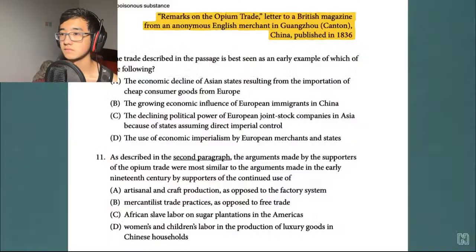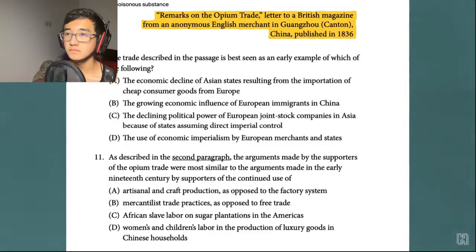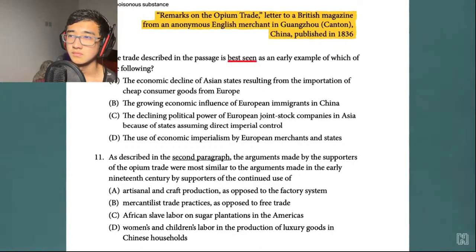Let's look at the first question. The trade described in this passage is best seen as an early example of which of the following. Now, you need to make sure to mark up these questions, because remember, when you're under pressure, you are dumber than you think. So you need to make sure that all your thinking is happening outside your brain. So here I want to underline best seen. When you see language like that, it's a pretty good indication that everything that comes next is probably going to be factually accurate, but you're looking for the one that best describes the answer.